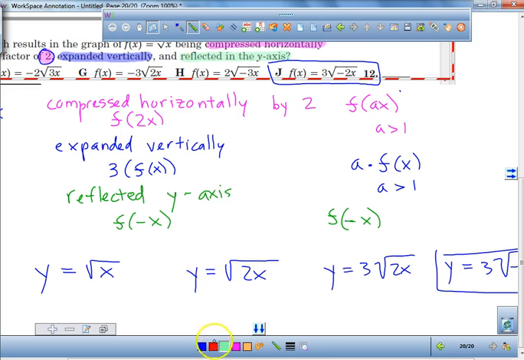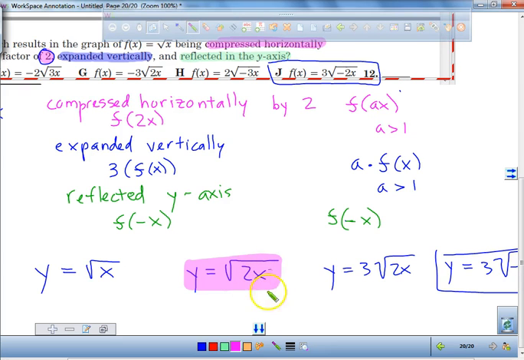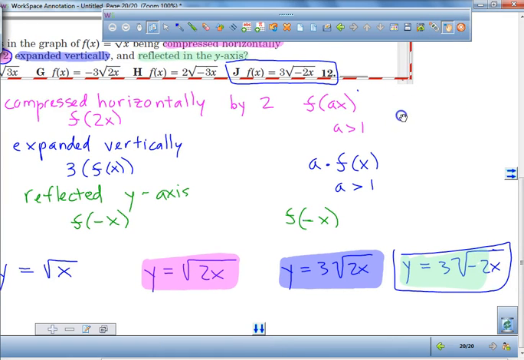So I'll highlight it real quick. Here's your compression. Here is your expansion. And here is your reflection. And I'll slide over just a little bit. There we go. Okay? Compression, expansion, reflection.